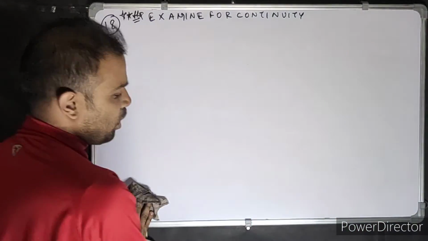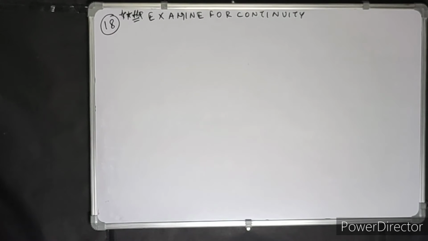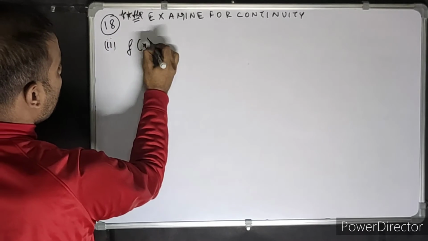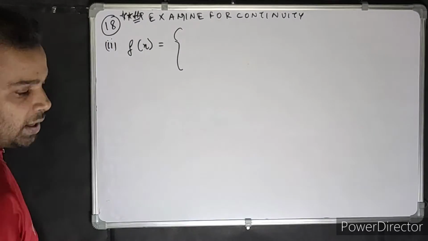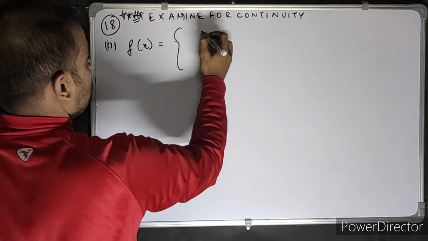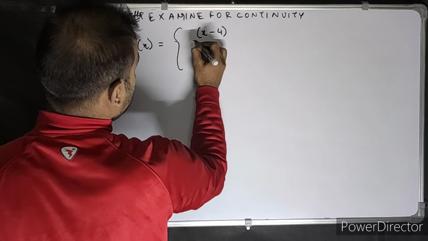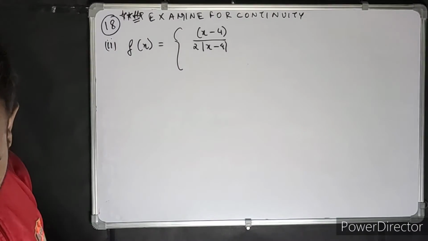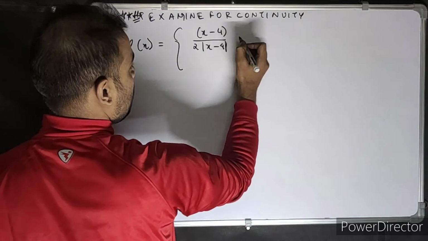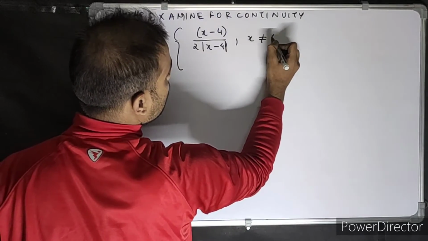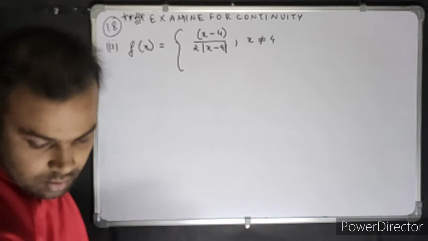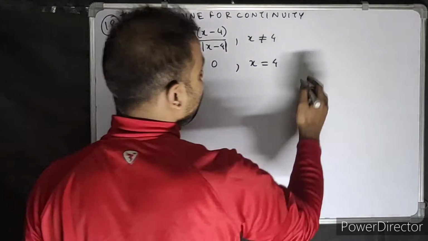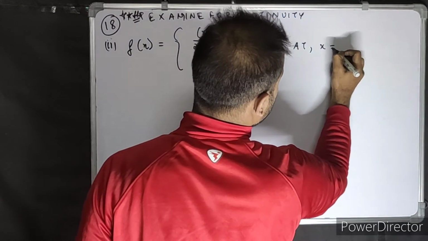The mod just comes out as a positive and then you solve it like a normal function. Okay. 18 part 2. f of x is equal to (x minus 4) divided by 2 mod (x minus 4), when x is not equal to 4, and 0 when x is equal to 4. And you have to of course check at x equal to 4.